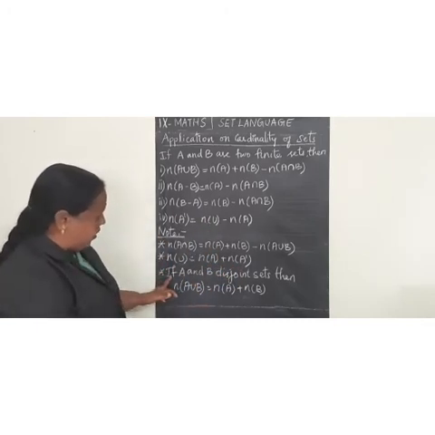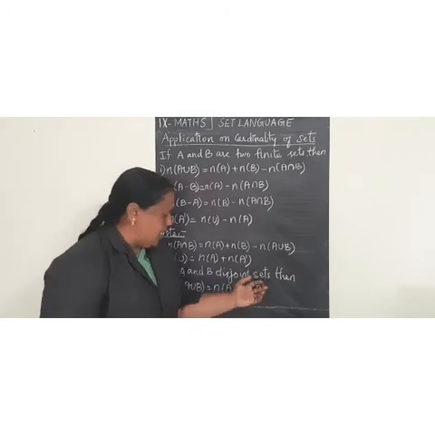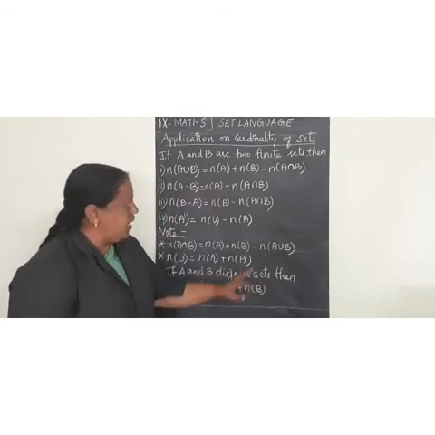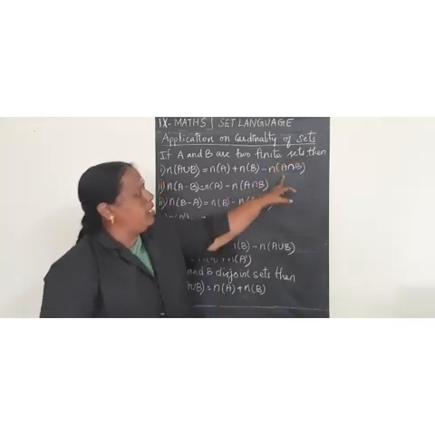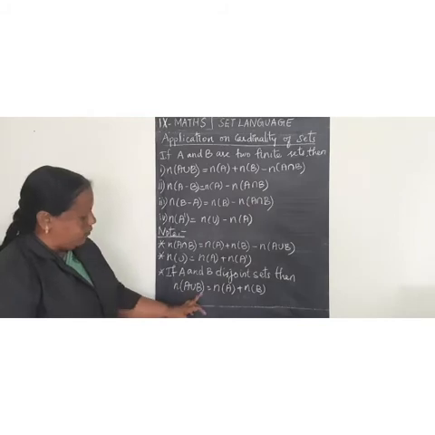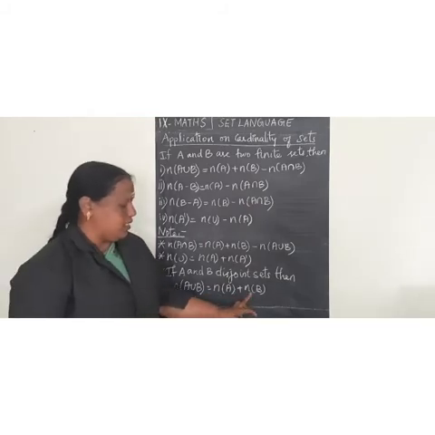Next, third point, if A and B are disjoint sets. Disjoint set means no common elements are there. So no common elements, this n of A intersection B will become a null set. So in that case, n of A union B is equal to n of A plus n of B.